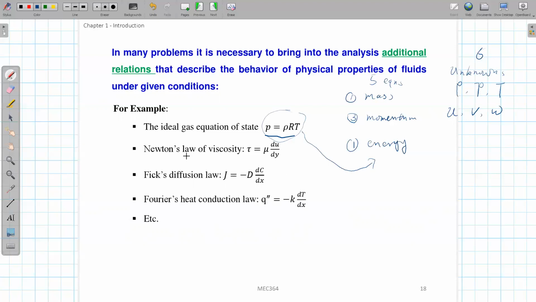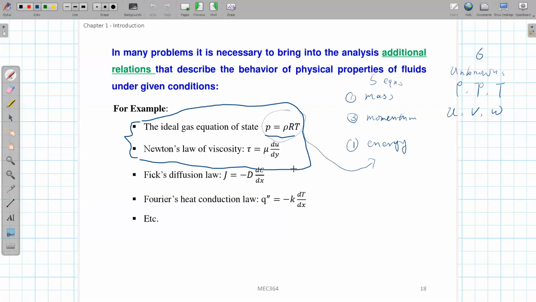And if you consider mass transport, you will also have Fick's diffusion law as another example of the particular laws you may need. And Fourier's heat conduction law, where you calculate heat flux based on the temperature gradient with the thermal conductivity. So all these laws are examples of the additional laws that may be involved. And these two we will need in this fluid mechanics class.